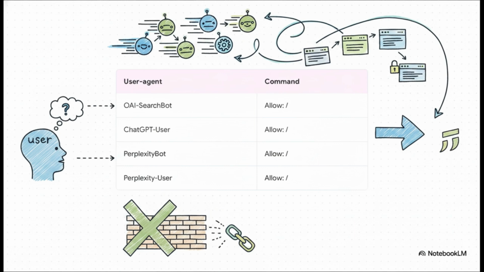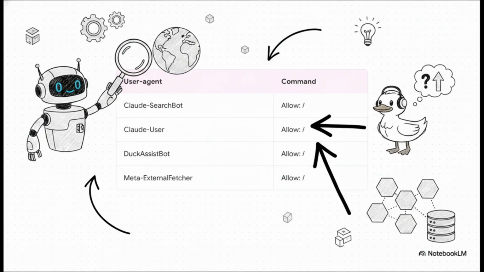If you block these bots, you are literally erasing yourself from the conversational AI landscape. And it's not just OpenAI. The template ensures that other major players in the generative space are explicitly welcomed too. Claude-SearchBot and Claude-User from Anthropic, DuckAssistBot, and Meta-ExternalFetcher are all given a free pass with the allow command. The strategy is to be comprehensive. You want these bots pulling answers and providing you with those valuable citations across all the major platforms.